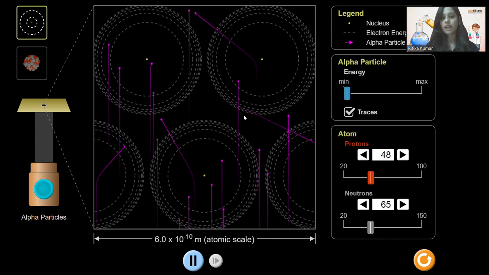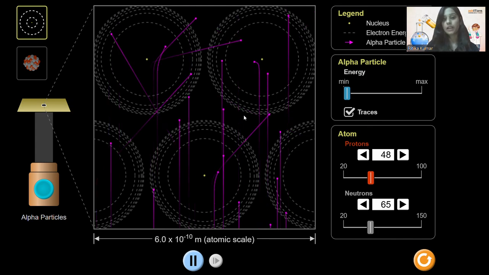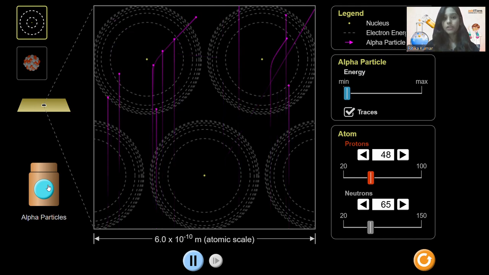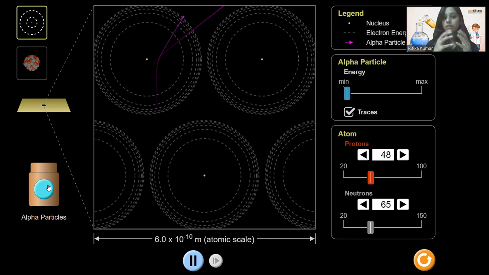So why is this happening? What are the conclusions that we can understand from here? Basically, what we can conclude from here is that majority of the portion in the atom is vacant, and there is something dense and something highly positive charge at the center of the atom. How can we understand that? See, alpha particles are itself a positive entity, and since they are getting deflected or repelled, that means there has to be something positive inside the atom, isn't it?